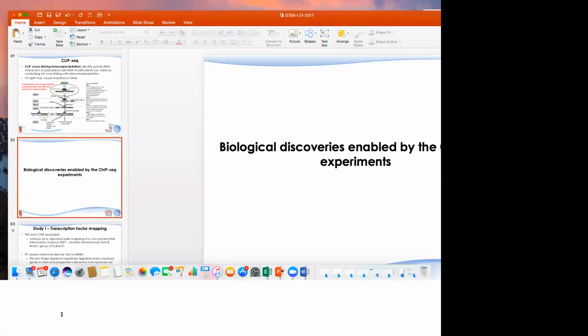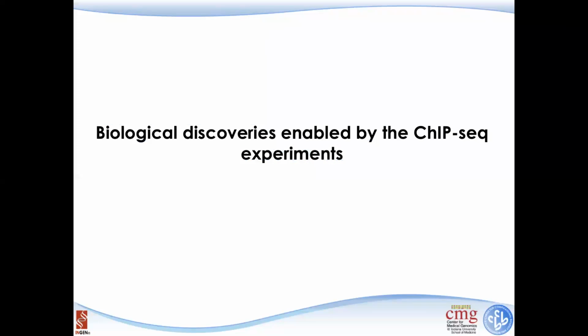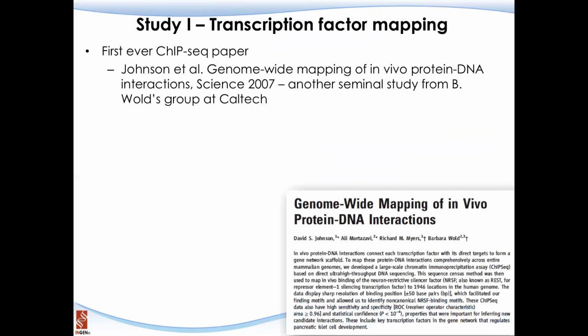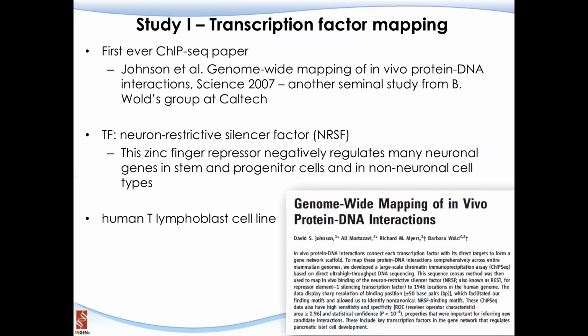Okay, here I will quickly show you a few examples. People use ChIP-seq or CLIP-seq or whatever we call it. The first one is about transcription factor study. The first ChIP-seq paper was published in Science in 2007, and they identified a transcription factor, neuron restrictive silencer factor.